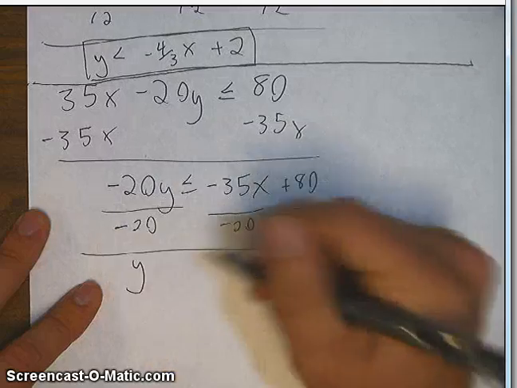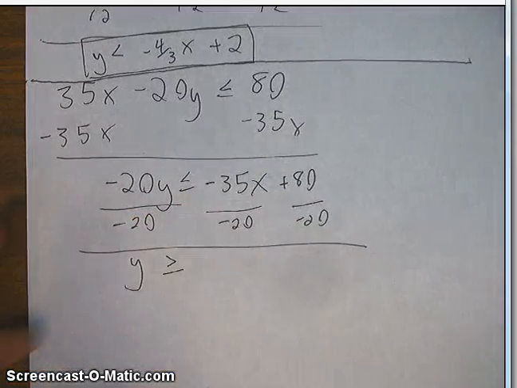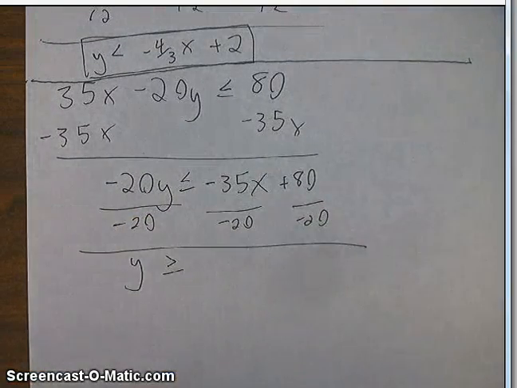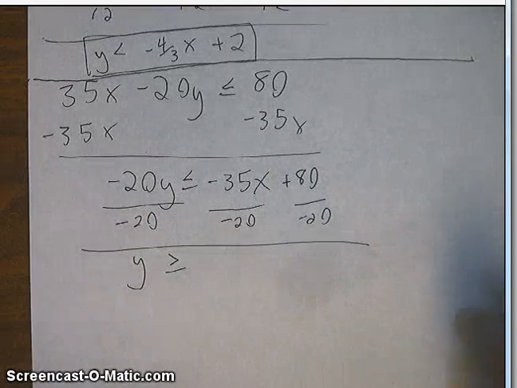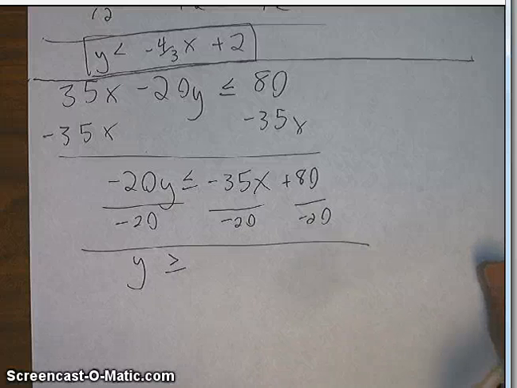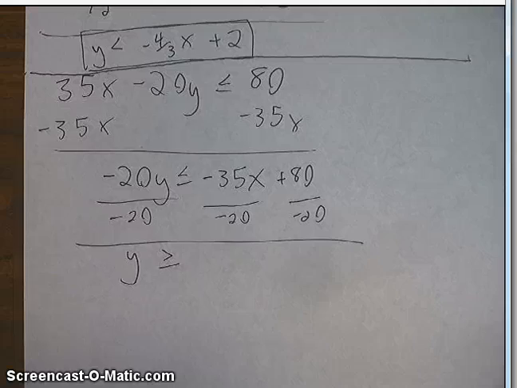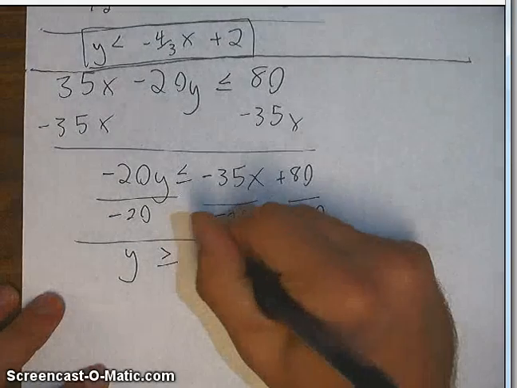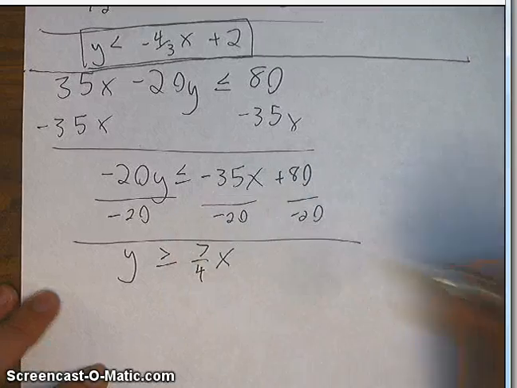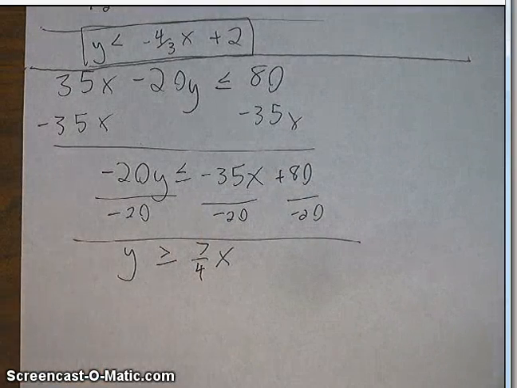It's going to give me y is greater than or equal to, I flip the sign because I divided by a negative. Whenever you multiply or divide by a negative, flip the inequality. Negative 35 divided by negative 20 is a fraction, which reduces, when you simplify and divide the top and the bottom by 5, it reduces to 7 over 4. It's going to be positive because the negatives cancel out.